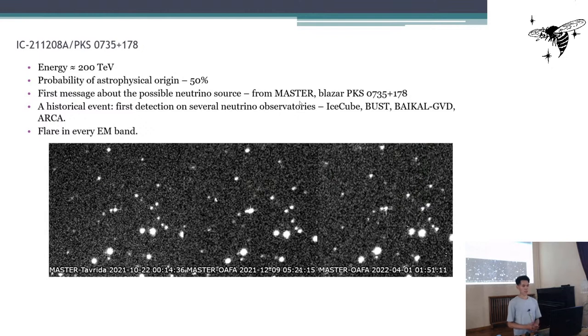The first message about this blazar being the possible candidate was made by the MASTER team. And as it was found in follow-up observations, it showed a flare in every electromagnetic band. Once again, 3 frames. The left one made 2 months before the event, the right one 1 day after the event, and the third half a year after the event. You can clearly see the flare here compared to these 2 frames.